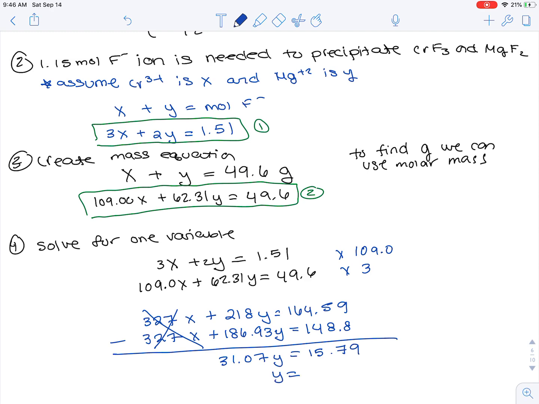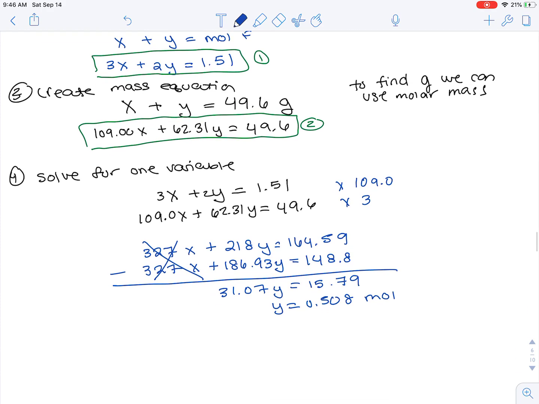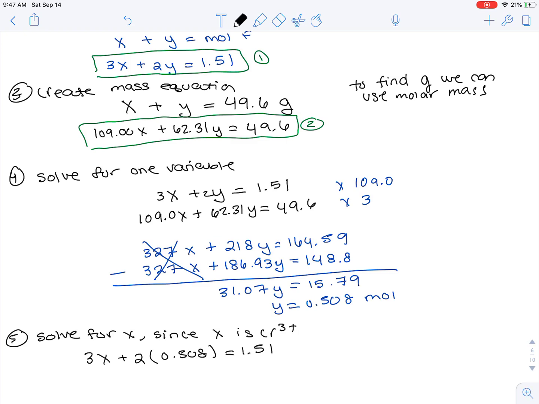Then you isolate for your y, which is 0.508, and that represents the moles from the original equation. And then since we want x because we want chromium, then we go back and solve for x. You go back to the equation, 3x plus 2 times the y of 0.508 is equal to 1.51, which gives us 2 times 0.508. And then 1.51 minus that, and then that divided by 3 is 0.161.